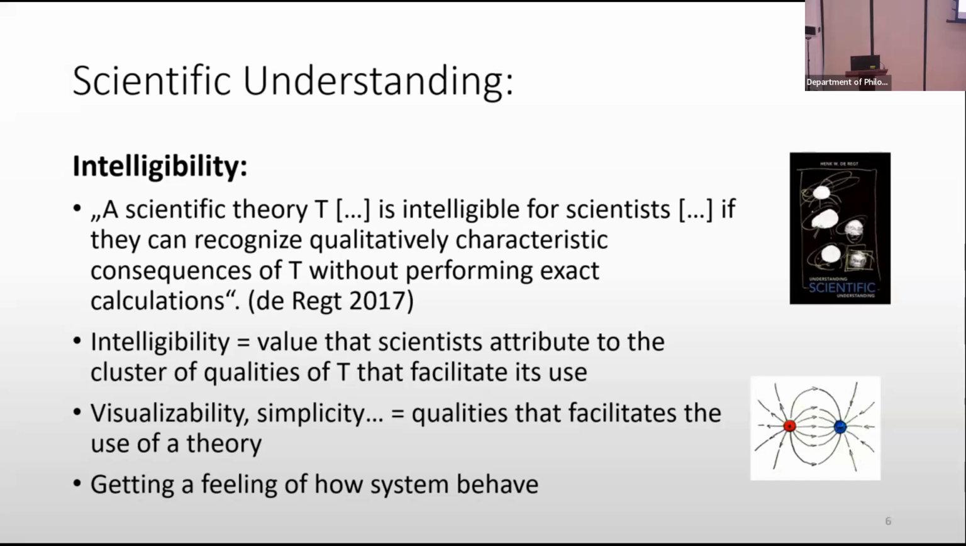And this definition of intelligibility makes it very easy to achieve intelligibility with a really complex and ugly model, because it's just got one qualitatively characteristic set of consequences. So I don't know what you think about that.